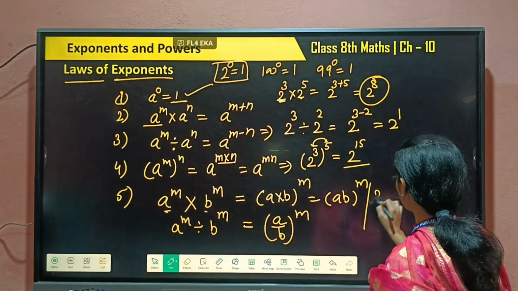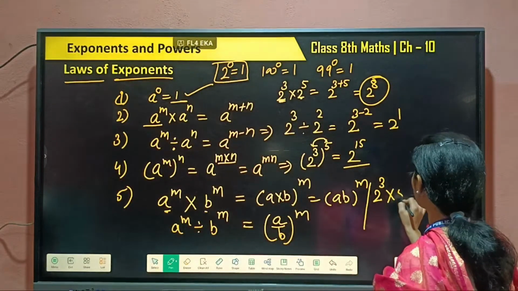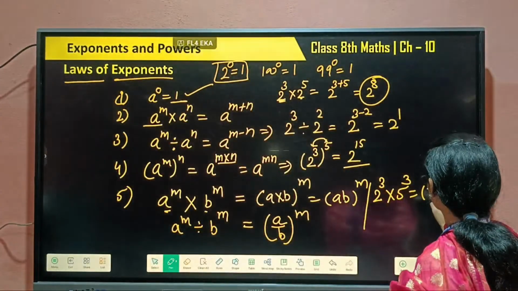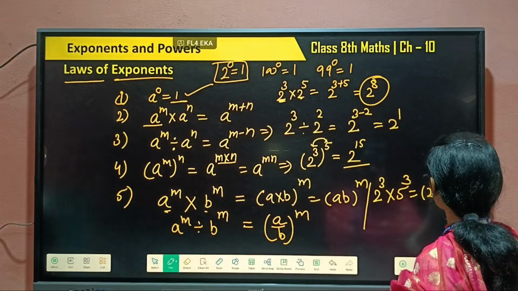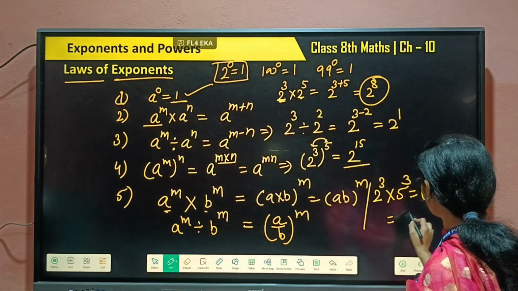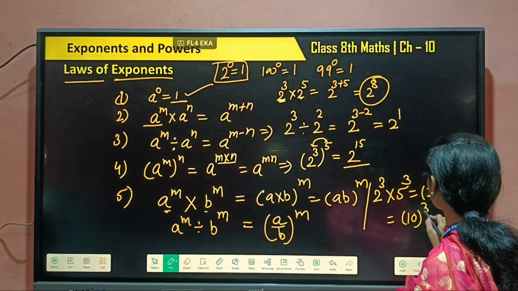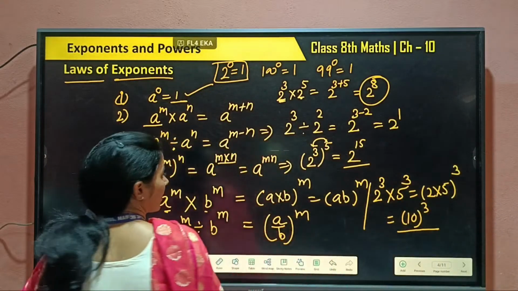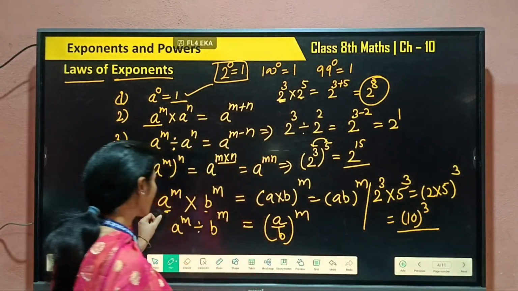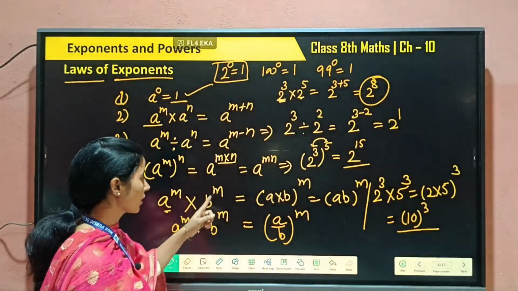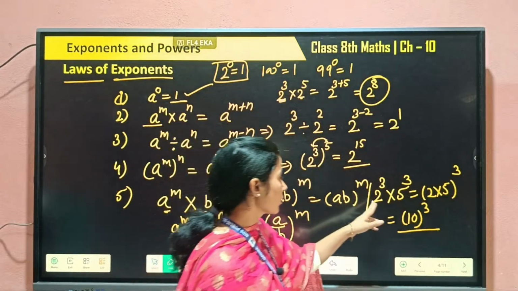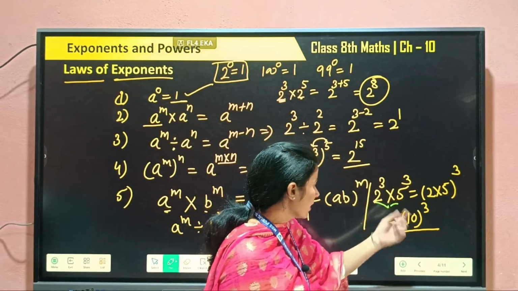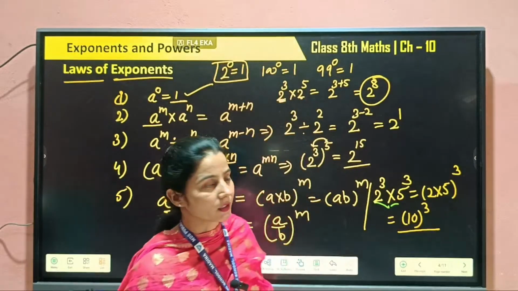Let us see, 2 raised to power 3 and 5 raised to power 3. I can combine these bases, 2 into 5, its power 3. That is 10 raised to power 3. 10 raised to power 3 will give the same answer as a raised to power m into b raised to power m, that is 2 raised to power 3 into 5 raised to power 3. What answer will this give? Same answer, 10 raised to power 3 will give.